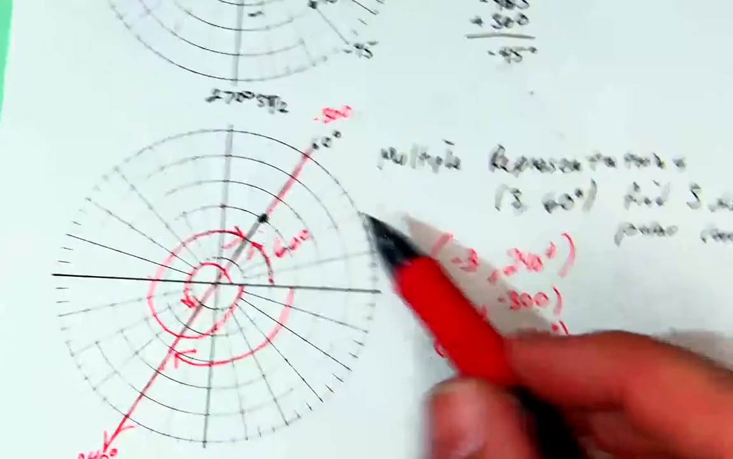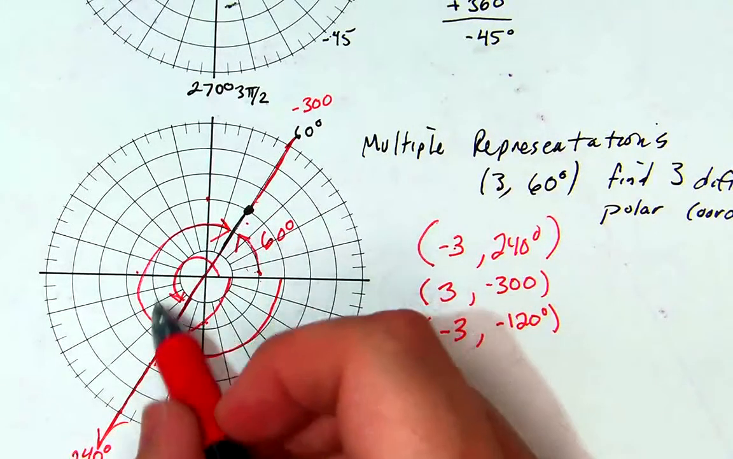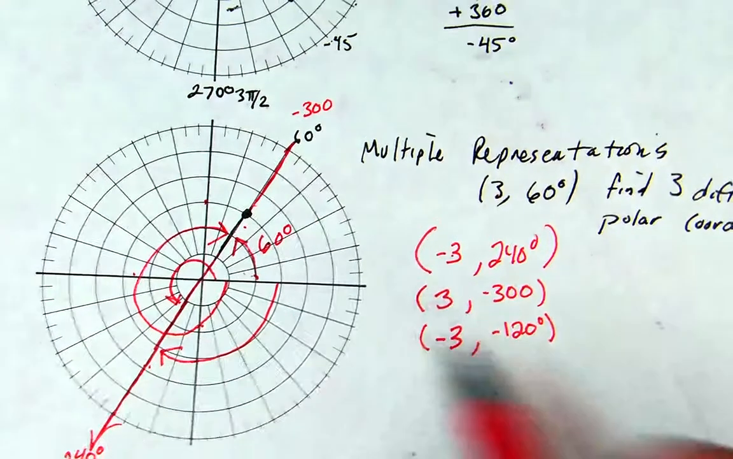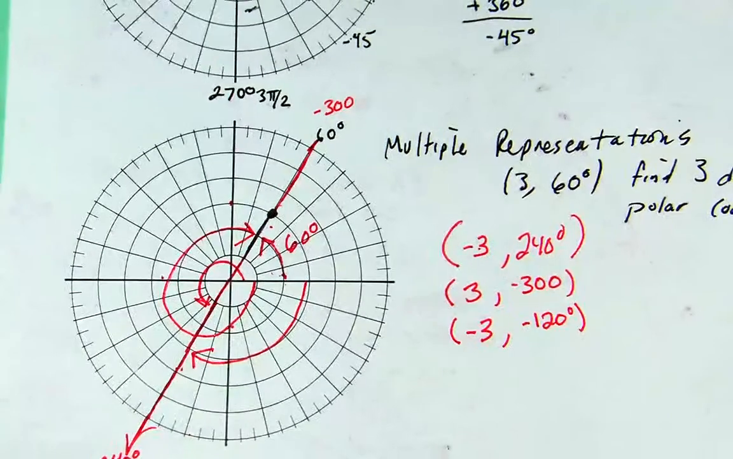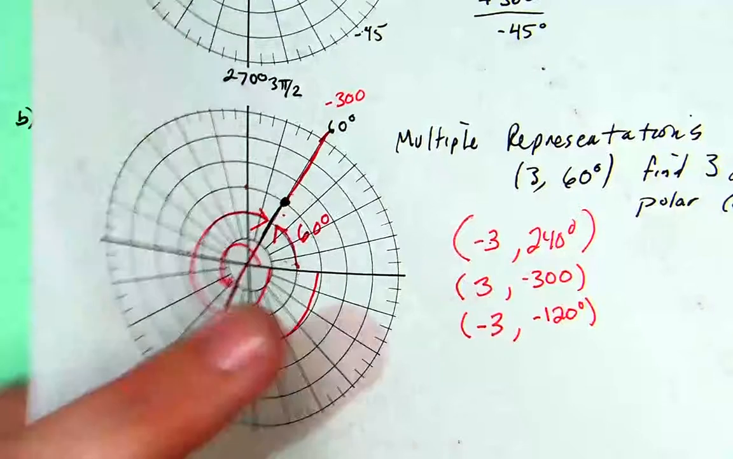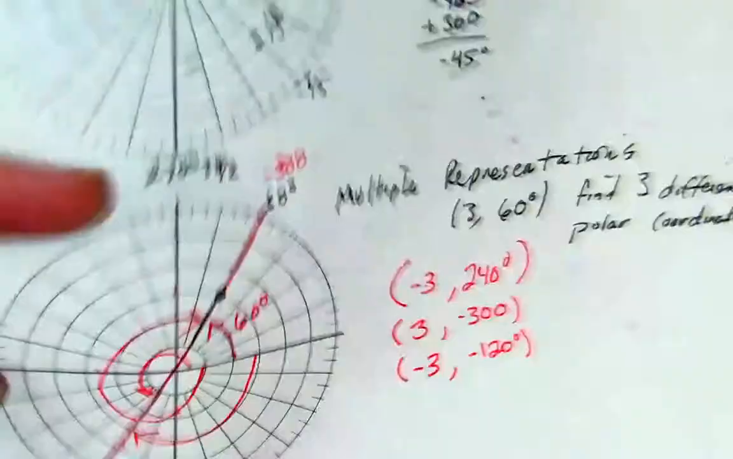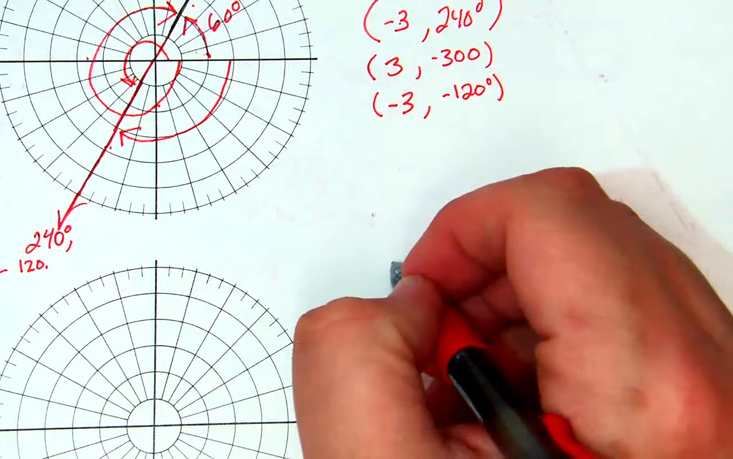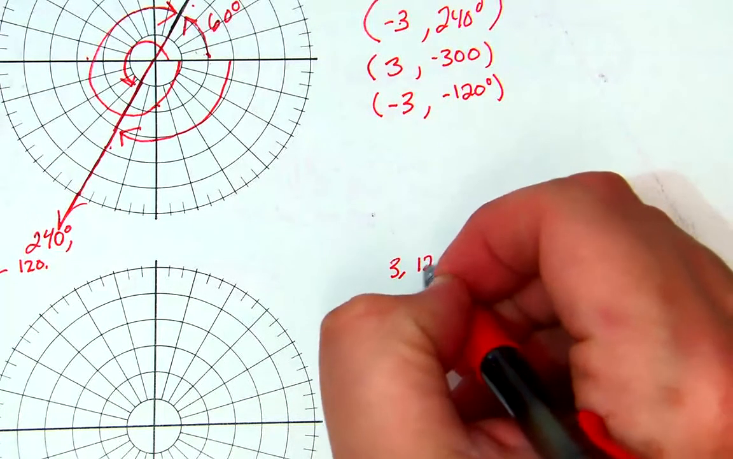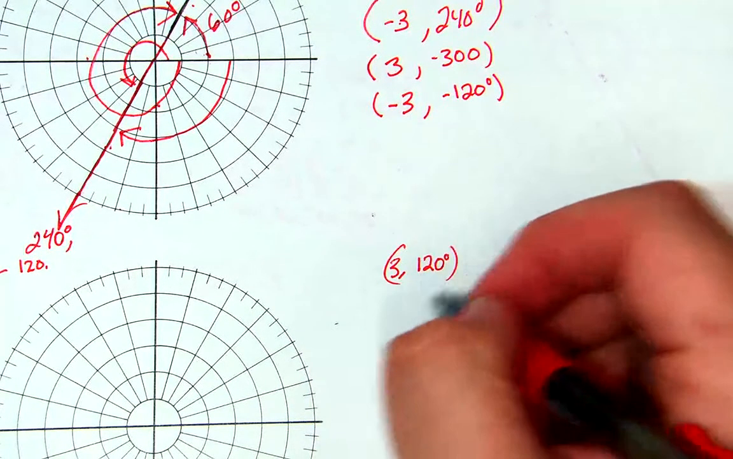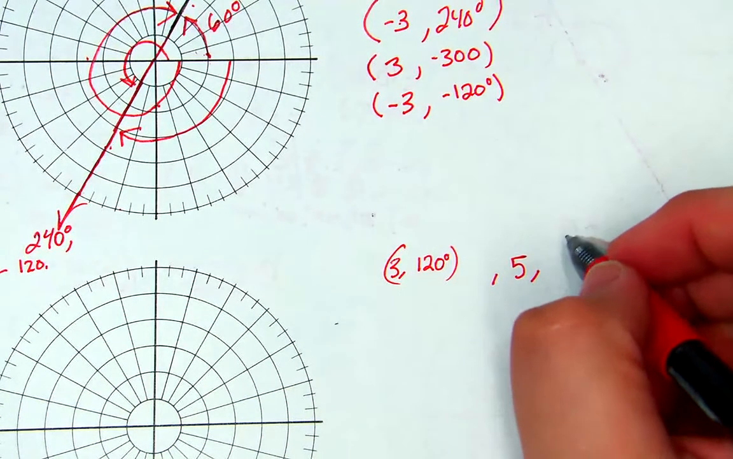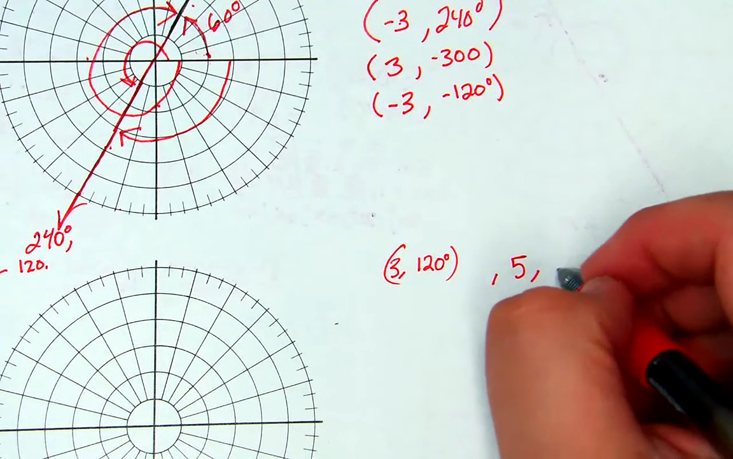So what you want to do is just figure out different ways of getting to the different angles. And last, but certainly not least, is distance between two polar coordinates. I'll pick a couple. Let's say you have 3, 120 degrees, and then you have 5, let's go 60 degrees.